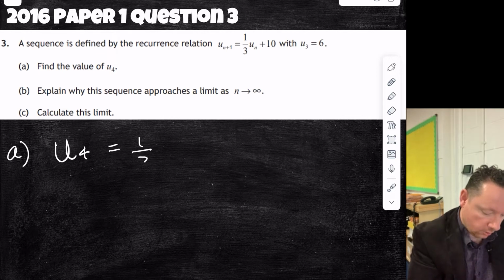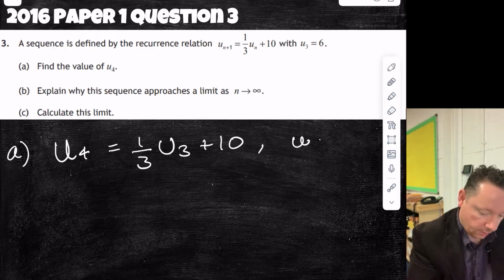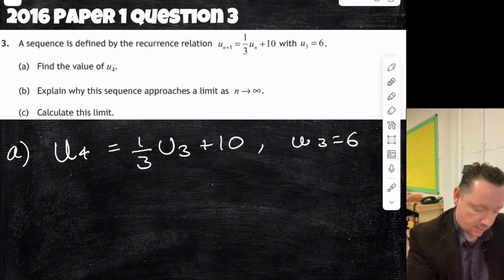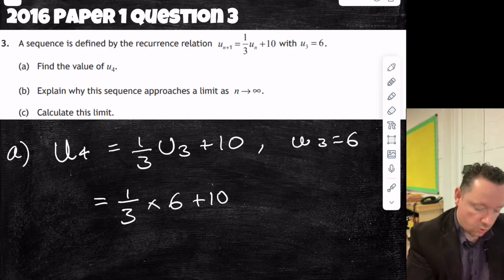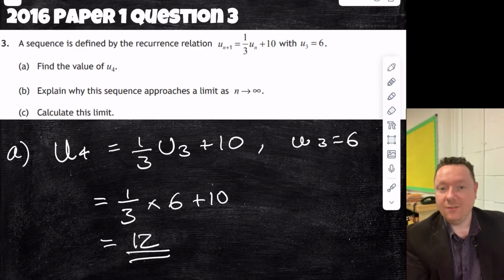So a third of u3 plus 10, and u3 equals 6. So sub in 6. So that gives me a third times 6 plus 10. A third of 6 is 2. 2 plus 10 is 12. So we get 12, just like that.